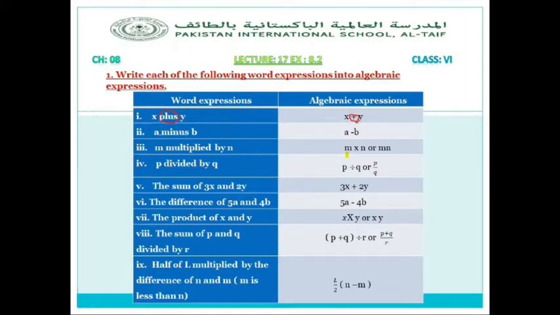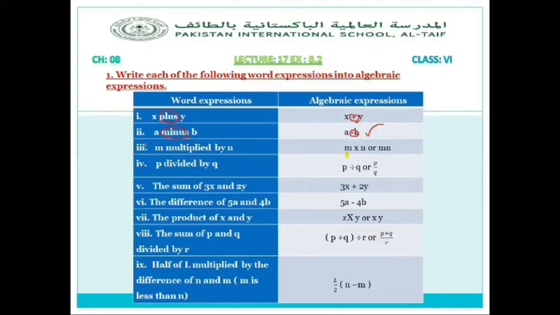Part number 2, a minus b. Now here the word minus will be replaced or converted into the symbol minus. In the second column, we will write a minus b. Here a minus b is the answer, and the word minus is changed into the symbol minus.